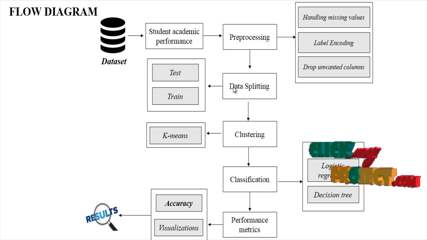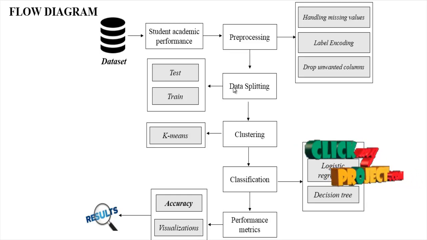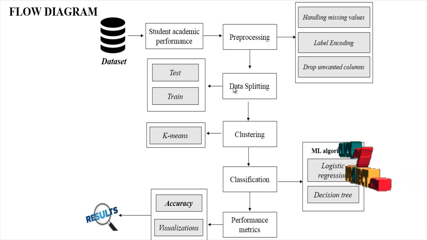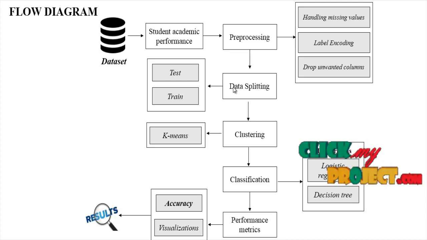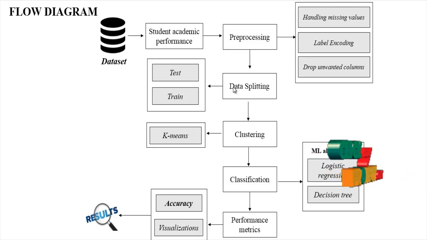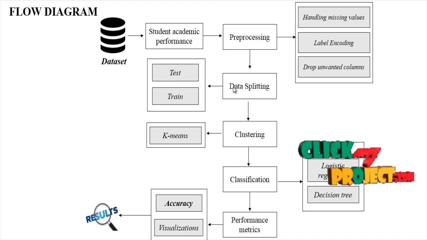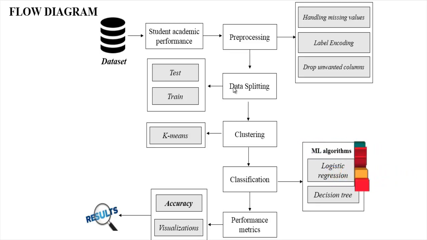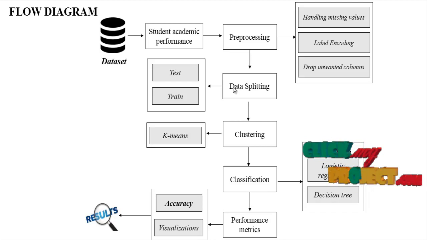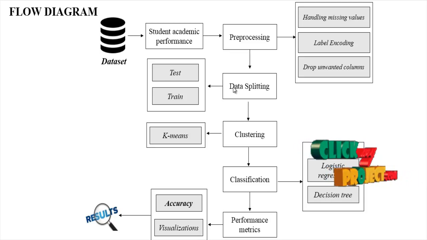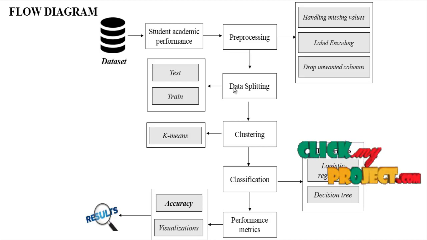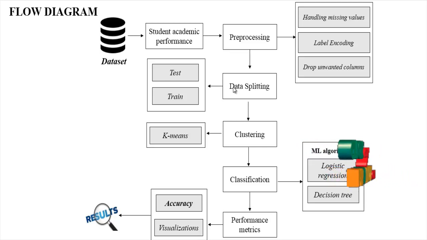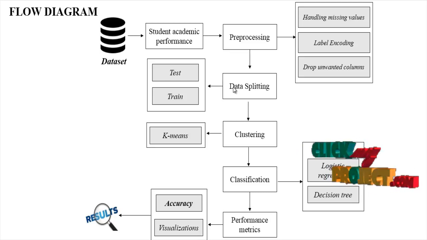Then we implement the clustering. Clustering means we group some data. We initialize some cluster values, and based on the cluster values we group our dataset. In this step, we implement k-means clustering. Then we implement the classification algorithm. In this module, we implement machine learning algorithms such as logistic regression and decision tree. With the help of these two algorithms, we classify the student performance.